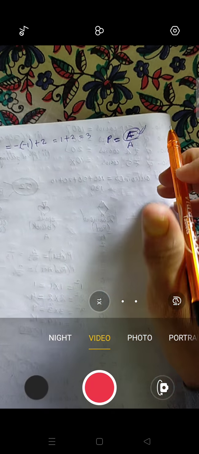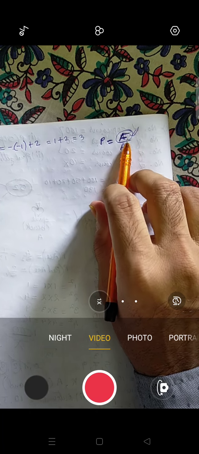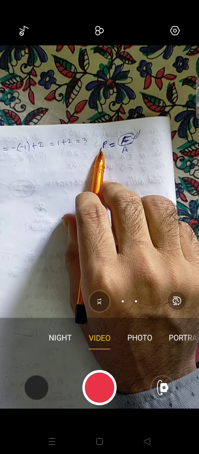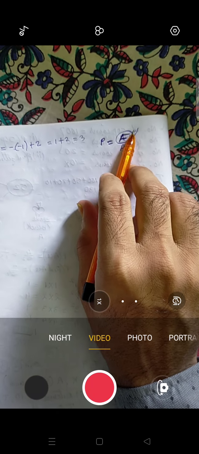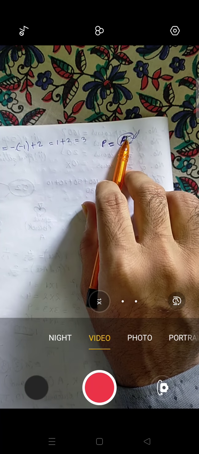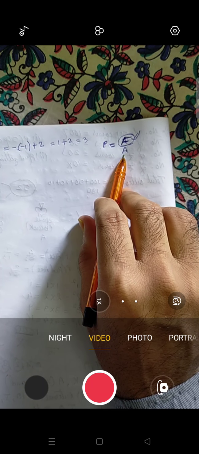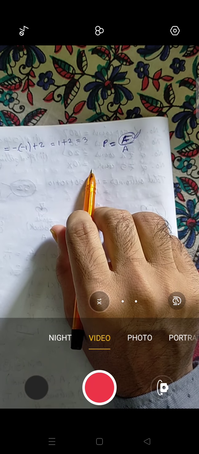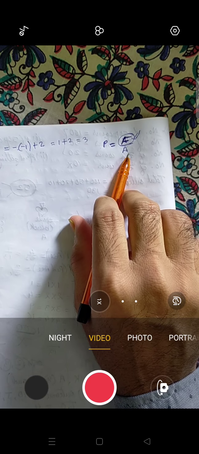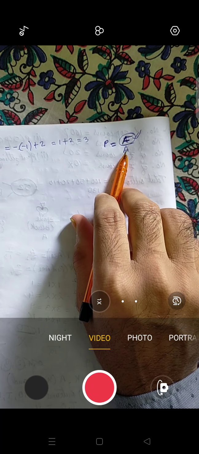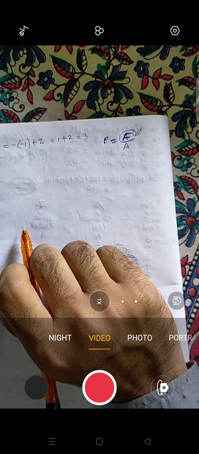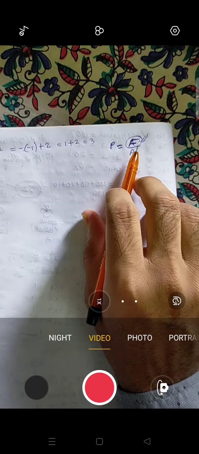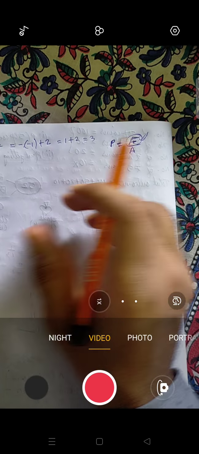So here, if force increases, pressure will increase. If force decreases, pressure will decrease. That means if something is in the numerator, it is directly proportional, and if something is in the denominator, it is known as inversely proportional. So I will say that pressure is inversely proportional to area, or you can say that area is inversely proportional to pressure. Is it clear? Something in the numerator means directly proportional.